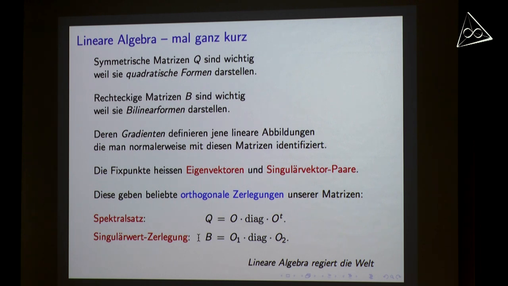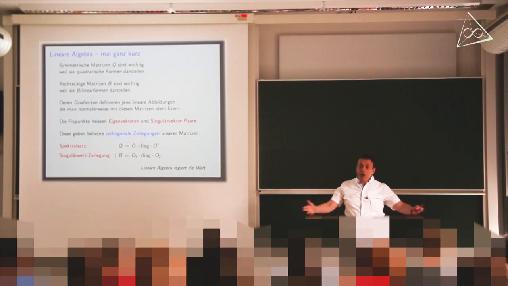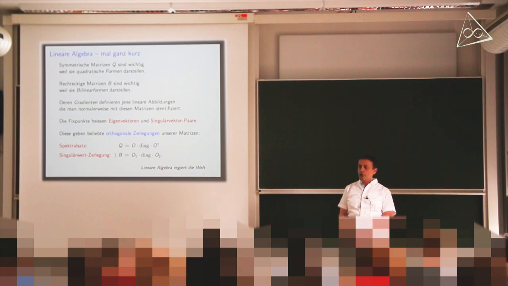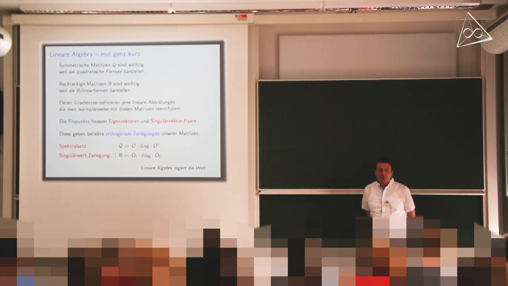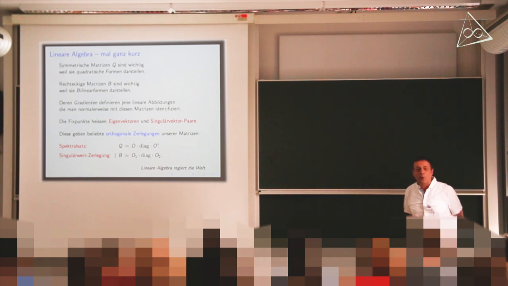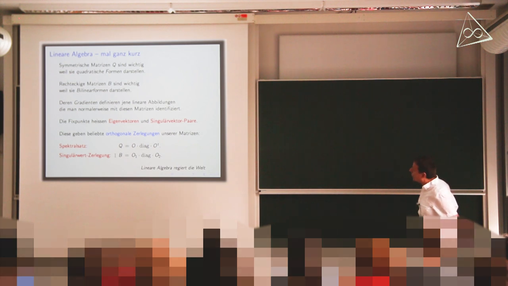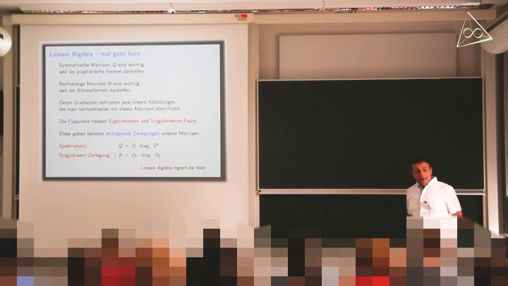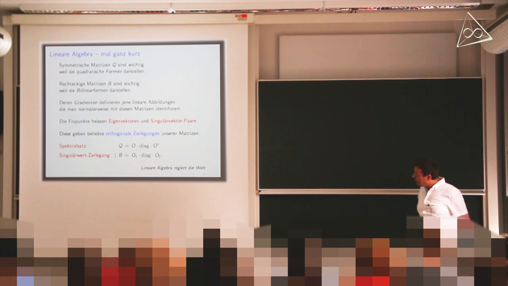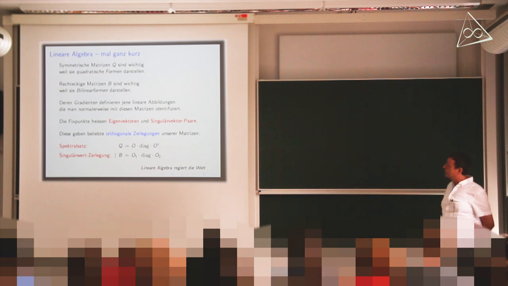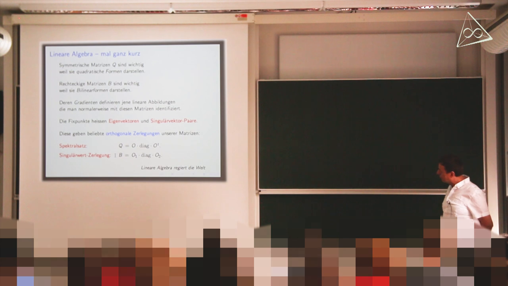So linear algebra, let's summarize linear algebra. First of all, linear algebra rules the world. You know that scientific computing rests on numerical linear algebra. So scientific computing, a lot of enterprises, the ones you're familiar with and use every day on your cell phone, right? We all know that numerical linear algebra for large matrices is very, very important in the world. And a quick summary: we talked about symmetric matrices Q, and they are important, for example, because they represent quadratic forms. Rectangular matrices B are also important because they represent bilinear forms.